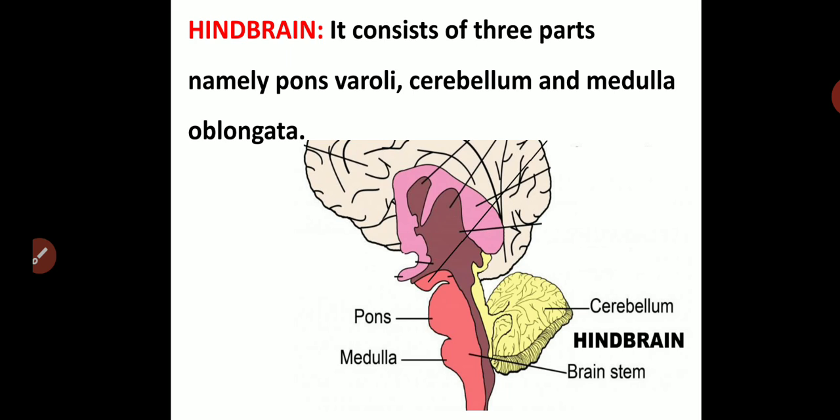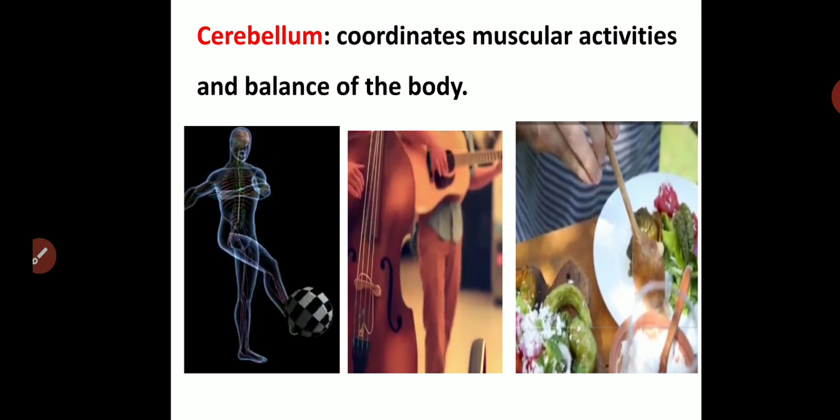Then the hindbrain consists of three main parts: the pons varolii, the cerebellum and the medulla oblongata. In the diagram you can see the pons, the cerebellum as well as the medulla oblongata. We have already discussed the cerebellum and medulla oblongata. Let us see what the pons is. The cerebellum, we already discussed, coordinates all the muscular activities. You can see some of the activities shown in the picture: playing a musical instrument, controlling the movement of your fingers, playing games like football with the muscles of your legs, and eating, coordinating your fingers to hold the food and put it into your mouth.